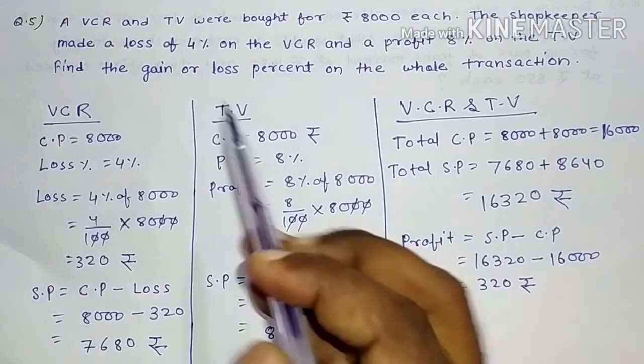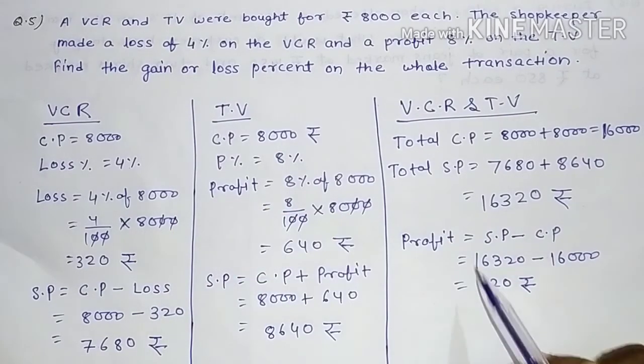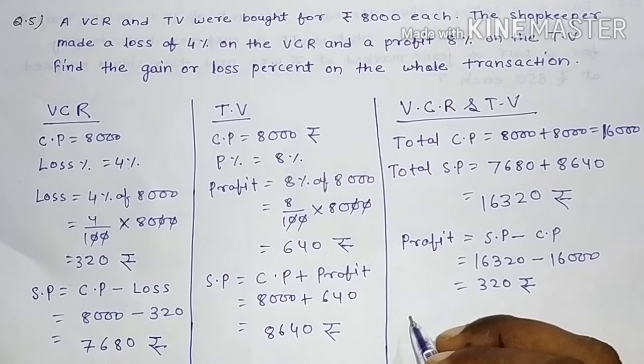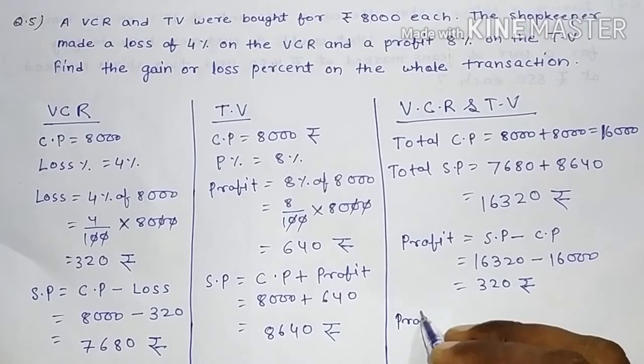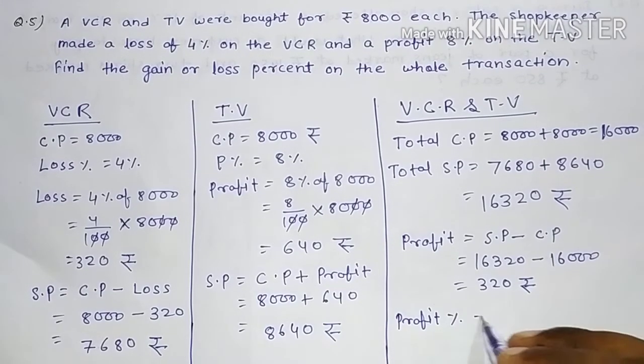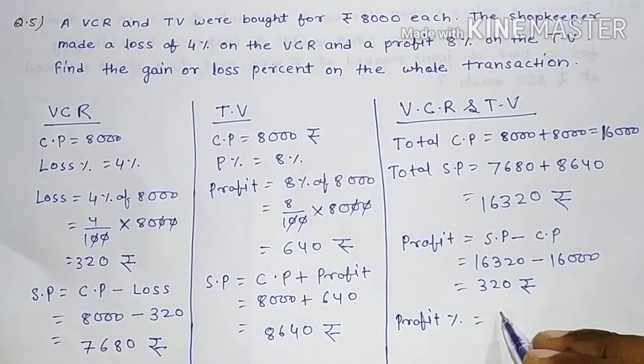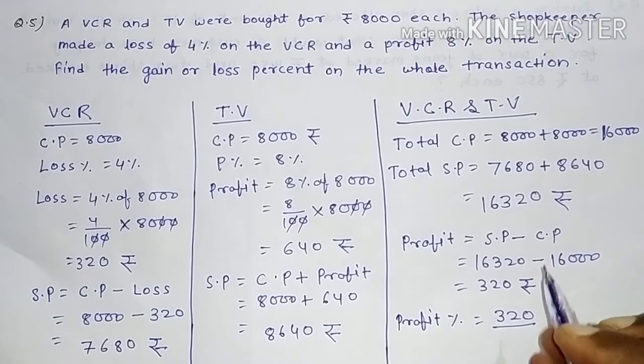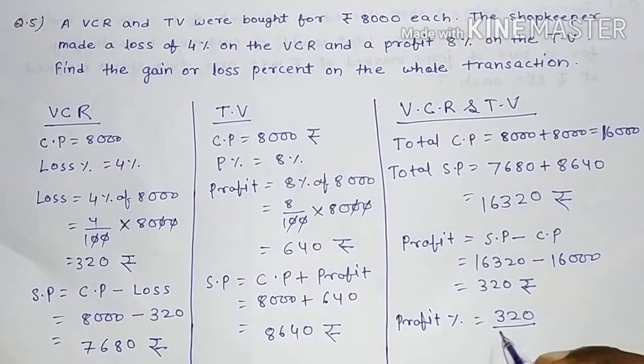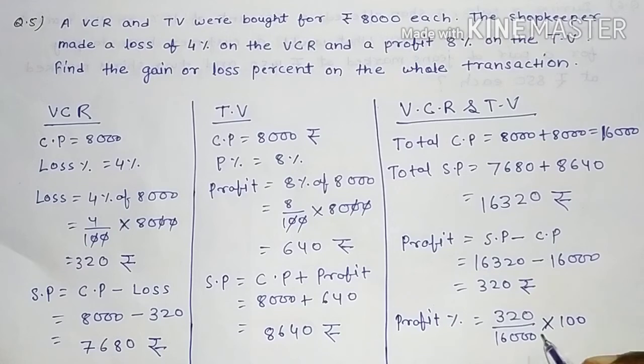Now we have to find gain or loss percent. So here profit is 320, that means a gain is happening here. So here we have to find gain percent, or you can say profit percent. This equals profit, this is 320, divided by total CP, that is 16,000. We know this formula, multiply by 100. So just simplify it.